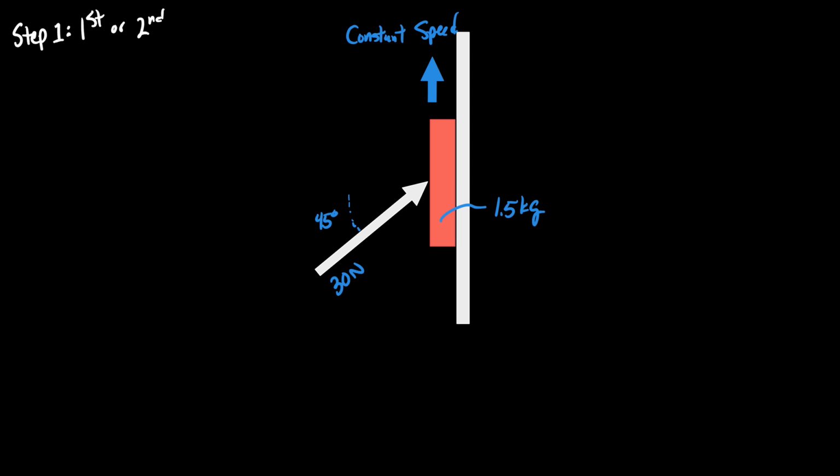And this is where we have to be careful. First law and second law differ by the idea that one of them is a system that's accelerating and one is not. Movement doesn't mean acceleration. So the fact that the book is moving up the wall isn't enough to say it's a second law problem. It has to be accelerating up the wall.